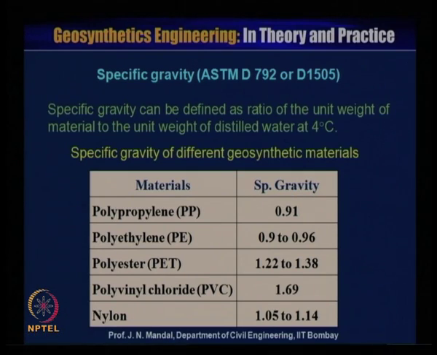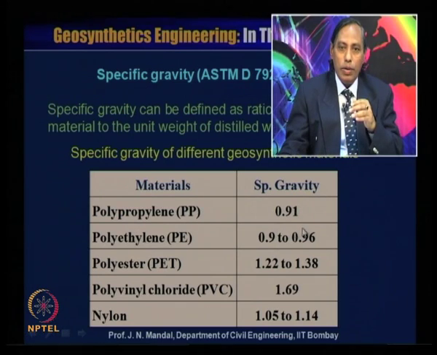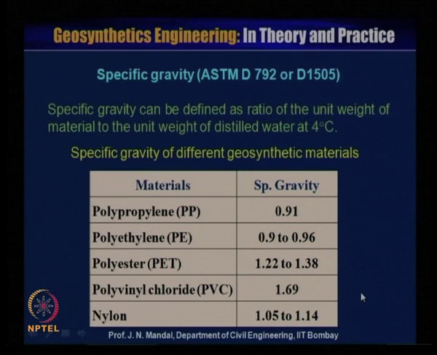Specific gravity of different geosynthetic materials: you can see here that if it is a polypropylene material, specific gravity is 0.91; polyethylene, 0.9 to 0.96; polyester PET, 1.22 to 1.38; polyvinyl chloride PVC, 1.69; nylon lies between 1.05 to 1.14. So different materials have different specific gravity.